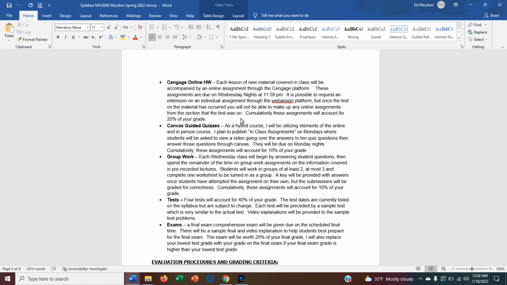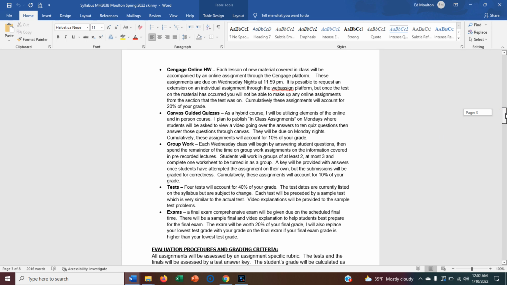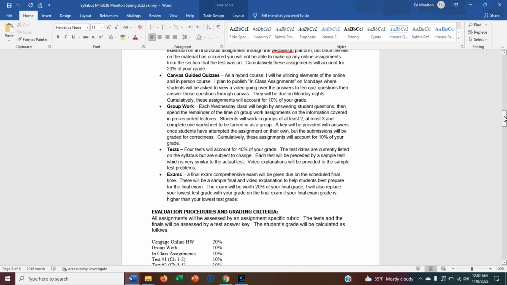The group work is going to happen every Wednesday. If we meet for an hour and 15 minutes, I'm hoping an hour of that is working on these group works. I might do some quick demonstrations, going over some stuff that students are most confused about. I'll probably lead classes on Wednesdays by asking, what do you guys have questions about from the homework, and trying to help you through those questions. But I want most of the time to be us working on these group works and getting in practice on the skills that we're learning in the class.